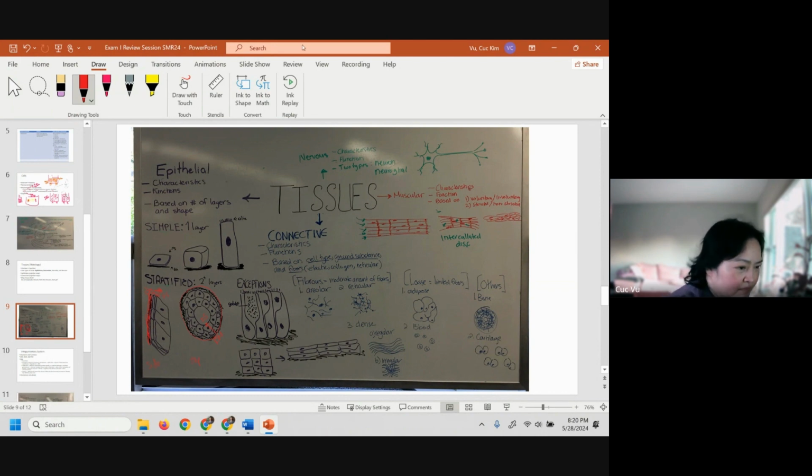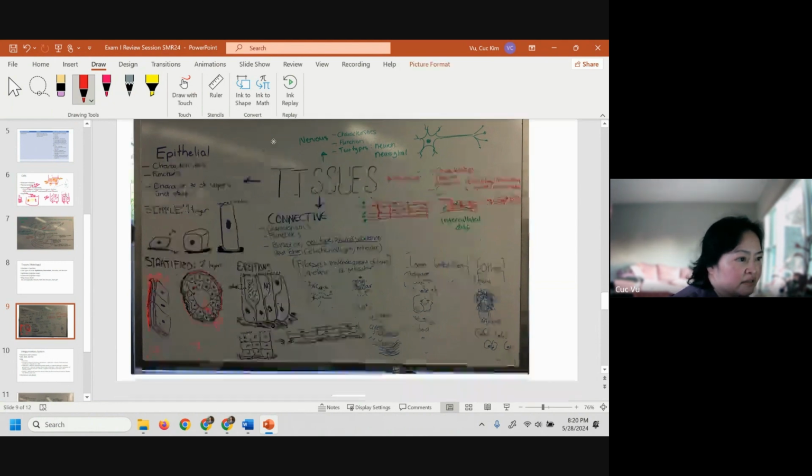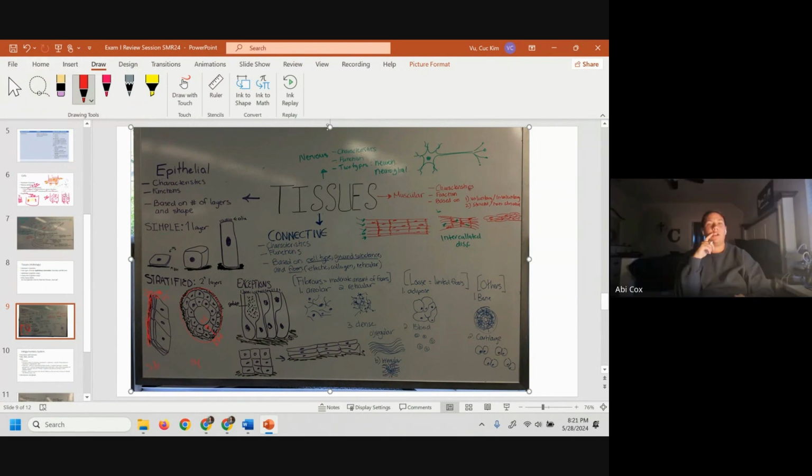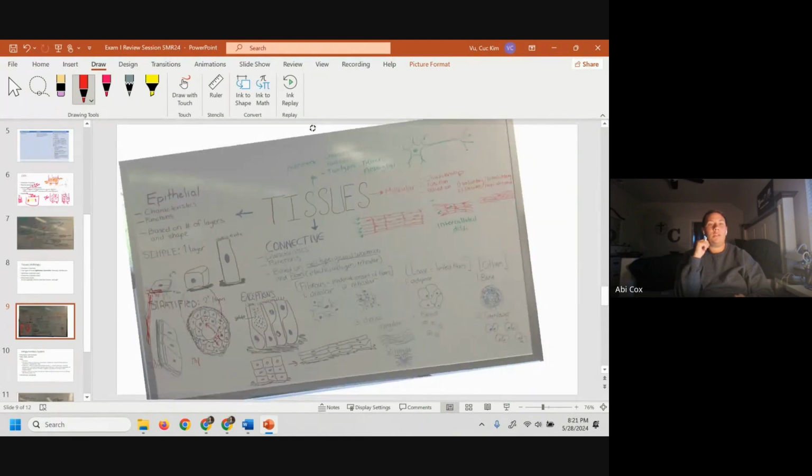So I don't know if I can flip this. Can I rotate this? Scoot your picture down. It's at the top where you can't see it. Yeah, do that. And then it should be that little twist. There you go.